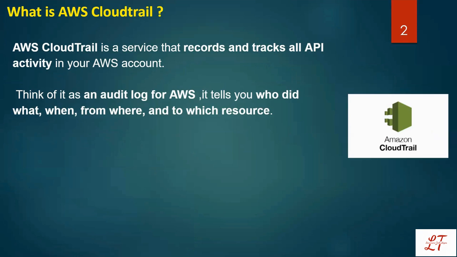CloudTrail is a service that records and tracks all API activity in your AWS account. For example, the services that you're using, like starting, stopping or deleting your EC2 instance, or storing objects in your S3 buckets, or setting some IAM policy, or assigning roles to the users in IAM. CloudTrail records all of this activity in the form of logs. So it's basically like an audit. You can consider it as audit logs for AWS.